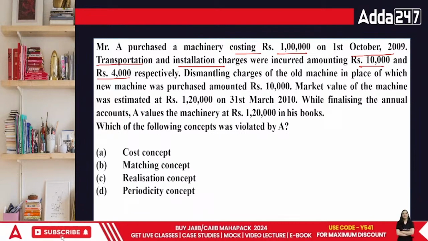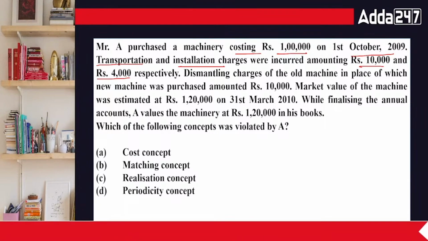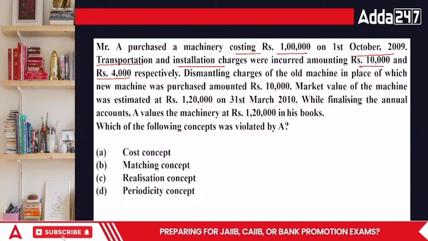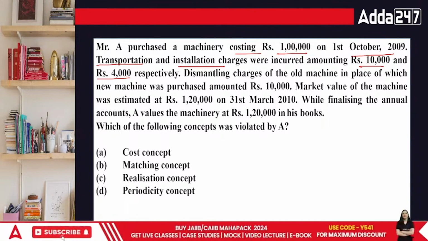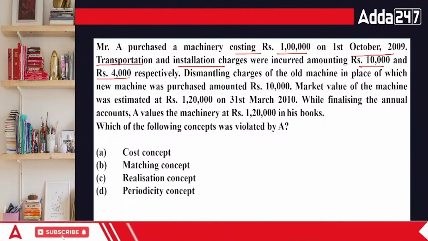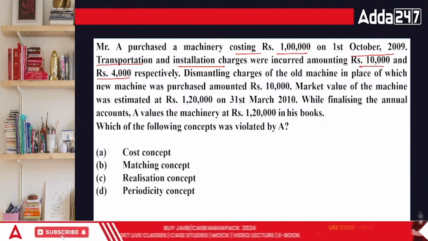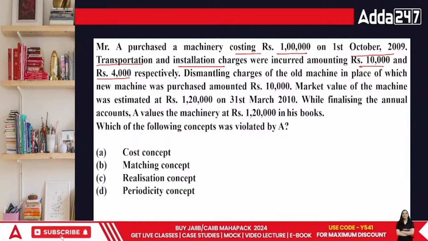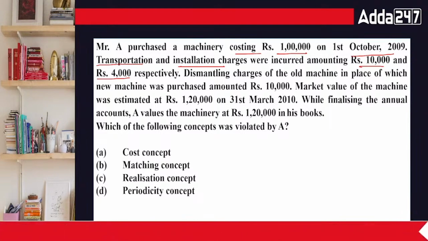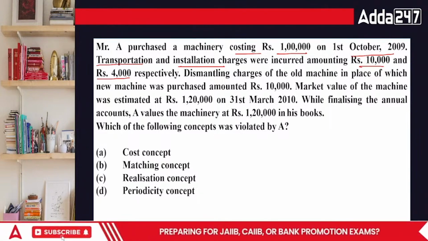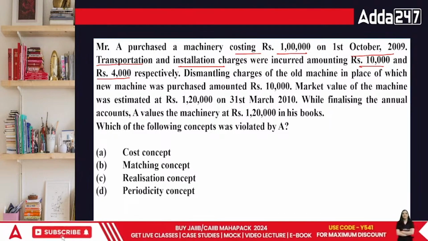Everyone, if you have an asset and you spent a certain amount on it to make it ready to use, that is also included in its cost. If you are incurring any charges to make that asset ready to use, you will be adding them up. That means 1 lakh plus 10,000 plus 4,000, all included.